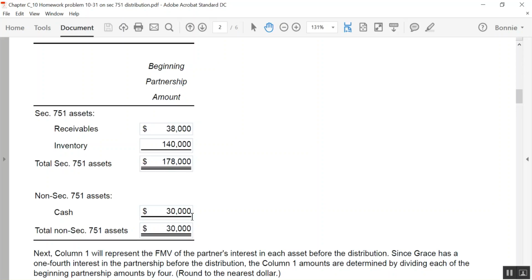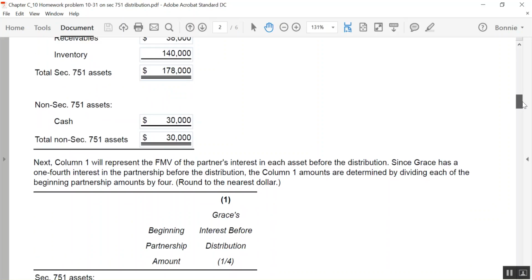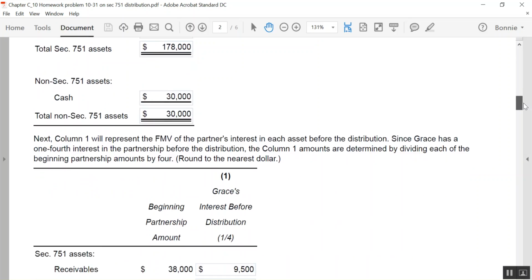And all of the similar problems, by the way, are the same. They just change the names and the amounts, but they all come out this way. And the fair market value and the basis, of course, of the cash is 30,000. So that's my first thing that I have to do. Next, that's column 0, remember. And the book, by the way, lays all of this out.